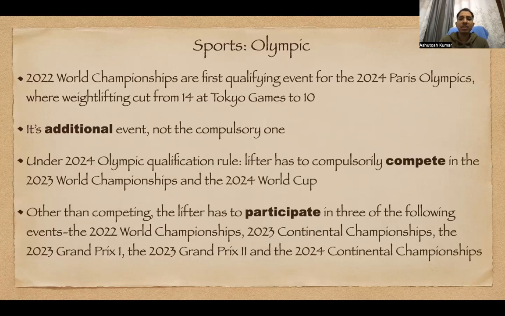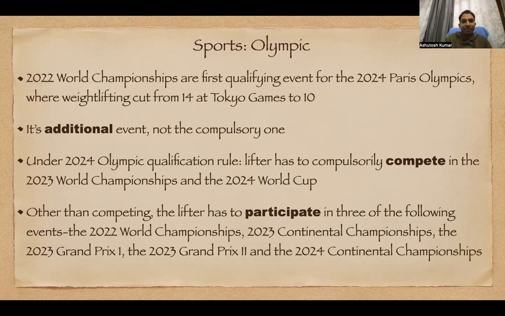Now sports, this one is important news, particularly from sports. So it's about Olympics. The 2022 World Championship is our first qualifying event for the 2024 Paris Olympics. So earlier, the Olympics was held here in Tokyo. Here the weightlifting events are cut from 14. So the Tokyo Games had 14 weightlifting events. Now it has been cut to 10. And this event is an additional event, not the compulsory one. Yes, you should remember this World Championship 2022 is the additional event, not the compulsory one.